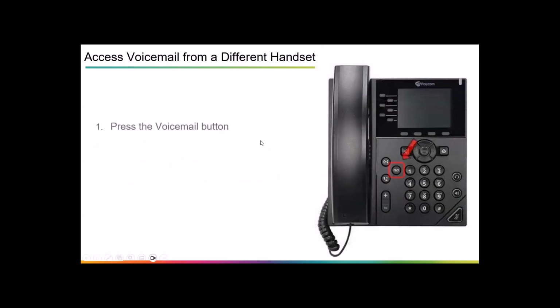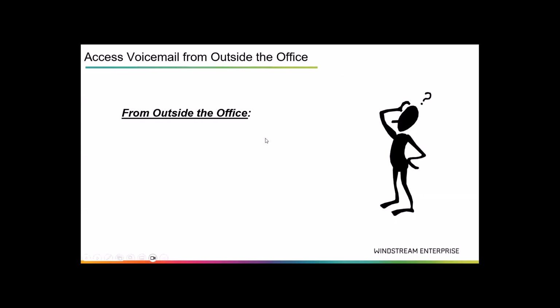Now, if you are using a VVX 350 or a 450 to access your voicemail remotely using a different handset, just press the voicemail button. Once you hear the voice prompt, press the star key button, and then it will ask for your extension number and then followed by your voicemail PIN. And same deal, once you're logged in, it will say how many new voicemails and will provide you the options.